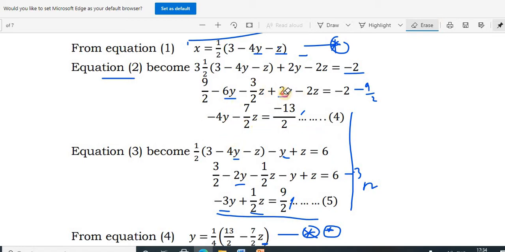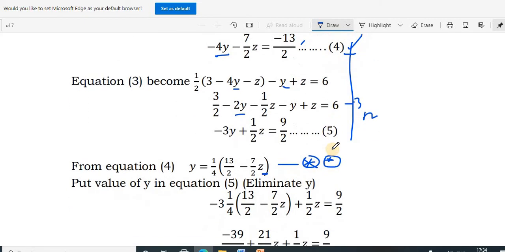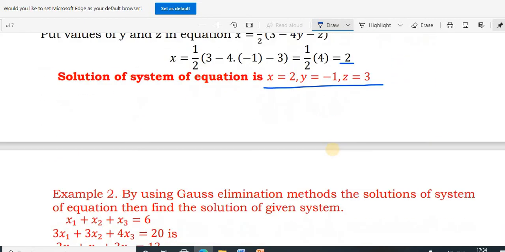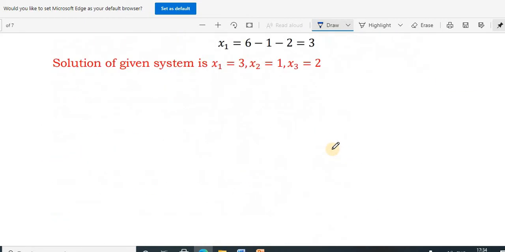Minus 4y minus 7 by 2z and minus 3y plus 1 by 2z is equal to 9. So again here, the numerically largest coefficient of y is this. So this is my pivot element, and I select this equation to eliminate y. So this is the partial pivoting method.